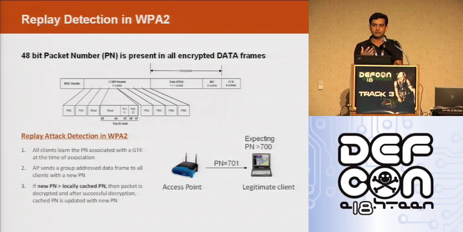When the access point sends a packet, it will send it with 701, because that is part of its traffic stream. It has already sent 700, so the next packet will be 701, 702, and so on. So when the access point sends a packet with 701, the client is going to accept that packet, and once the packet is successfully decrypted, the client is going to update its locally cached packet number. So now the packet number becomes 701. And that 701 will be used to detect replayed frames.